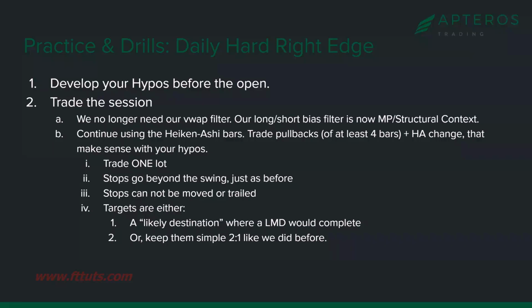We don't need our VWAP filter anymore. The slope of VWAP, we don't need it. Use our long short bias for our hypos, based on our market profile and structural narrative stuff, to decide whether we're looking for longs or we're looking for shorts. Or maybe we're in an area where we're looking for nothing, right? Continue to use the Heikin-Ashi bars. Look for those 4-bar minimum pullbacks, and then that turn, that change in the Heikin-Ashi that makes sense with your hypos, and then put on a trade.